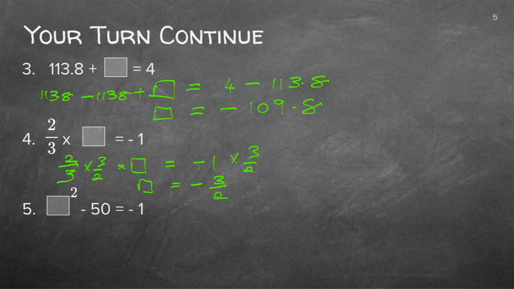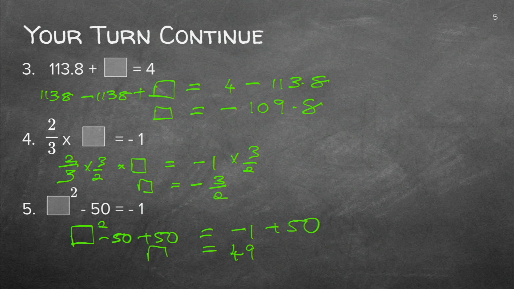I wonder whether you managed to get this one. Something to its square minus 50 equals minus 1. So first we want to get the block square separate. So it's minus 50 plus 50 equals minus 1 plus 50, and that will give us 49.